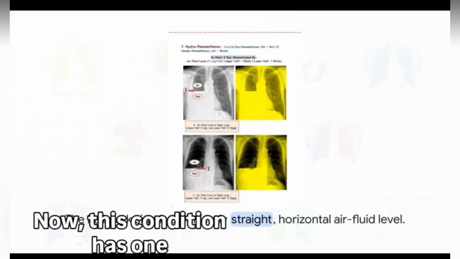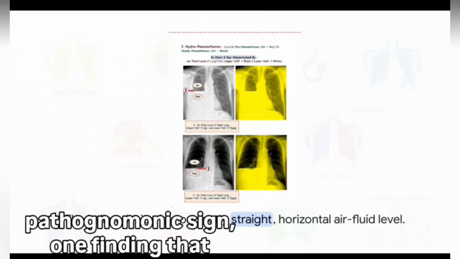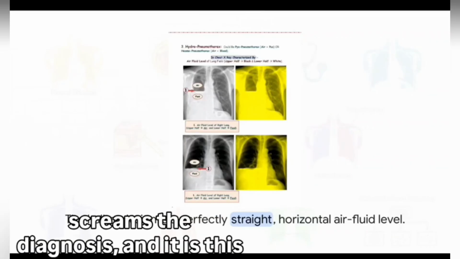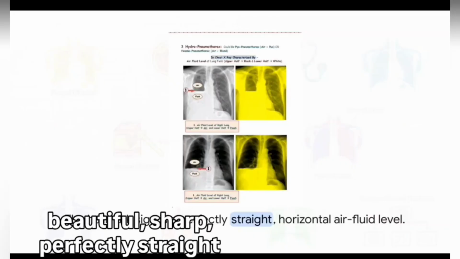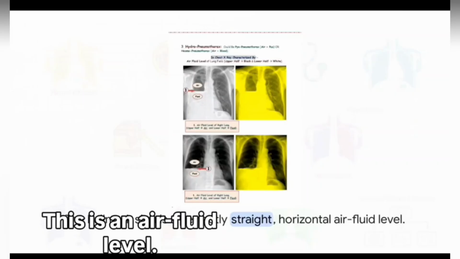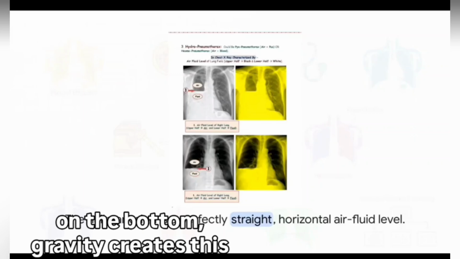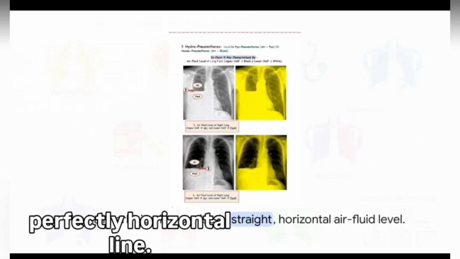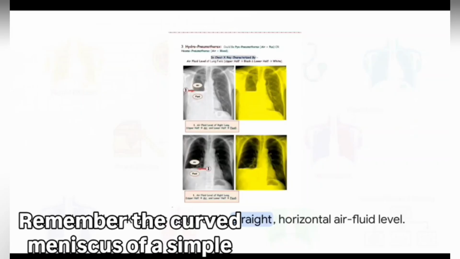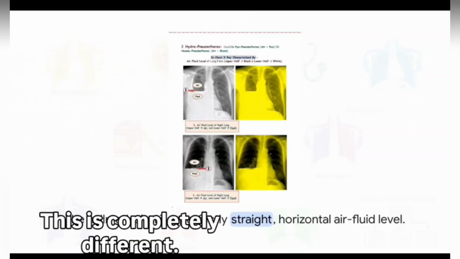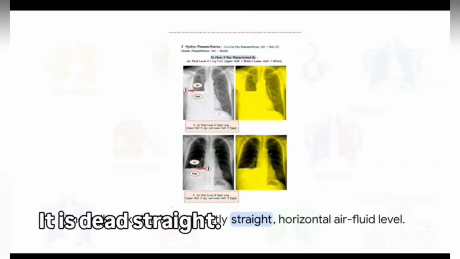Now, this condition has one pathognomonic sign, one finding that screams the diagnosis, and it is this beautiful, sharp, perfectly straight line. This is an air fluid level. Because you have air on top and fluid on the bottom, gravity creates this perfectly horizontal line. Remember the curved meniscus of a simple effusion? This is completely different. It is dead straight.